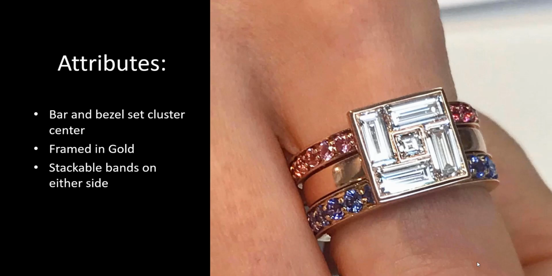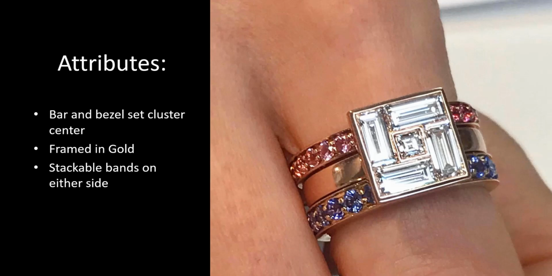It's also part of a stackable band set. So we're going to make sure that when we create this cluster, we've got plenty of clearance underneath for these stackable bands to go on either side. You'll notice that the base band that our cluster sits on is fairly wide, and it has a squared off profile. So that's where we're going to start when we begin to build this ring.